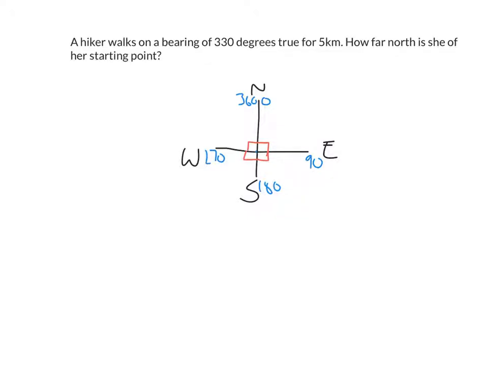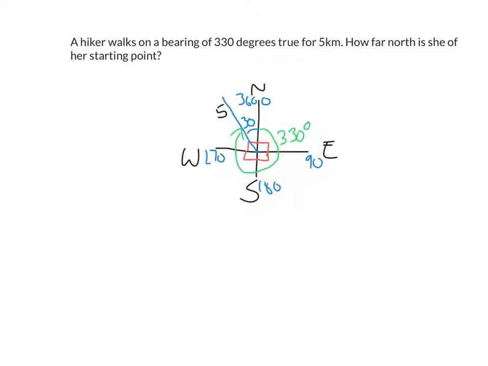So we draw a line in this direction. Now, because it's 330, this angle here will be 30, which of course means the angle made with the positive y-axis, the north axis, will be 330 degrees. So she's gone in this direction, and she's gone for 5 kilometers.